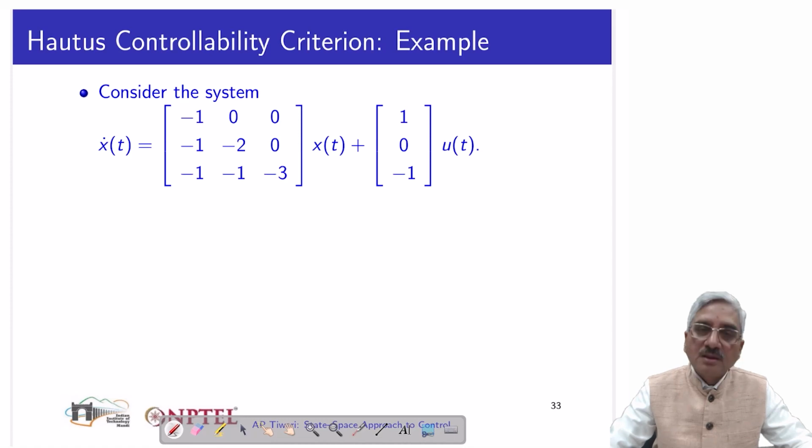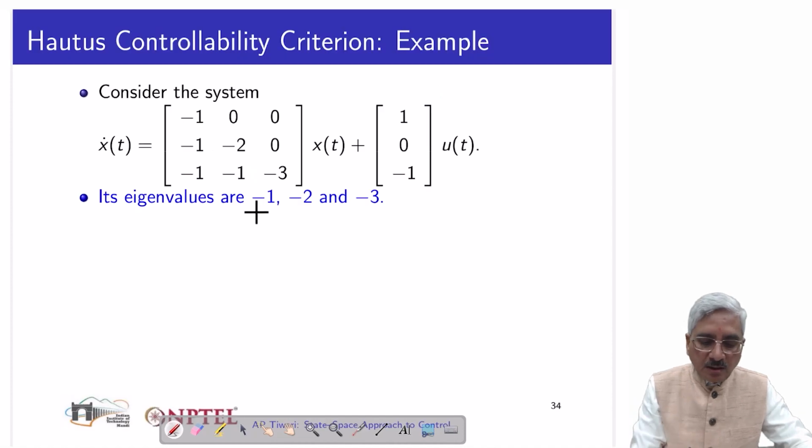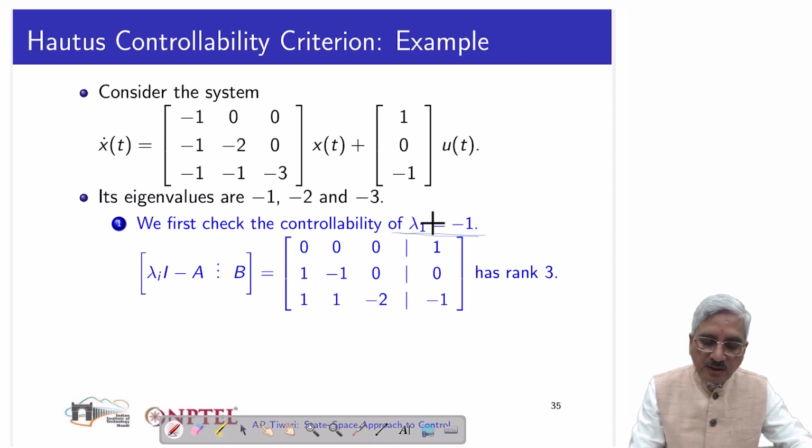We consider this third order system. By inspection, because it is lower triangular, the eigenvalues are -1, -2 and -3. And the input matrix is 1, 0, 1. So we check, as I said, the eigenvalues -1, -2 and -3. We check the controllability of the eigenvalue lambda 1 equal to -1. And so what we do, we evaluate lambda 1 I minus A, and this one is this, with this A.